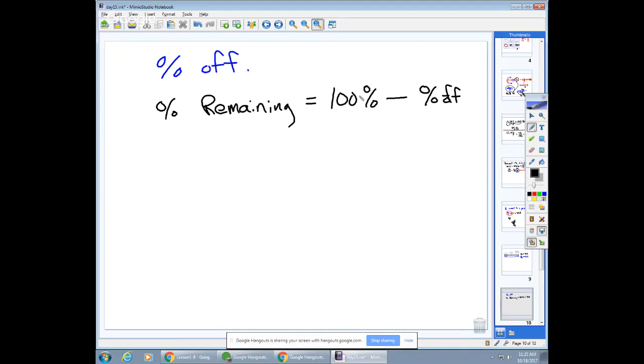Remember also, 100% is really 1 as a number, right? Because 100%, that's 0 right there, is 100. Percent symbol means divide by 100. It's really a 1. So when I calculate percent remaining, that's really 1 minus the percent off on a calculator or a spreadsheet. Okay. All right.